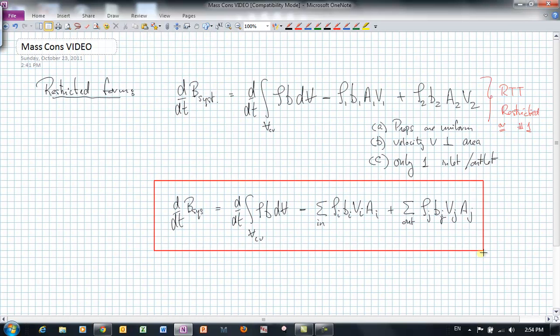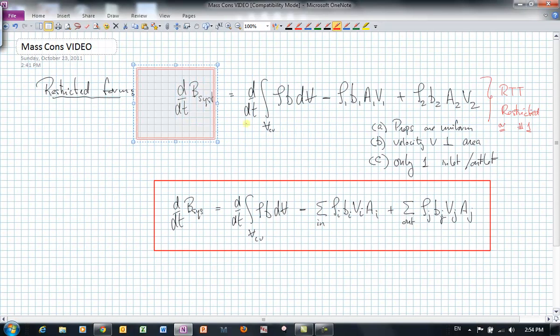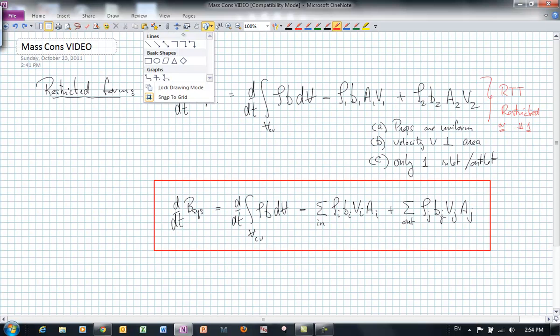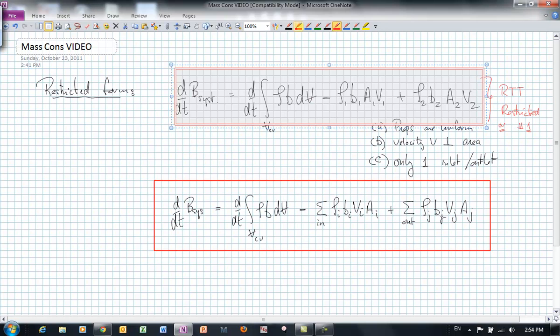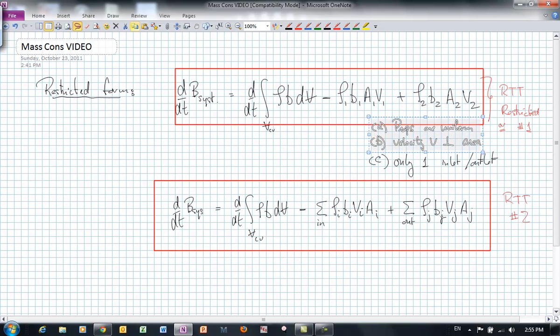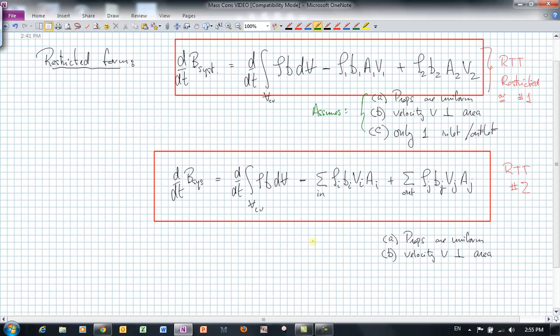I'm going to box them to make them look all pretty here. Let's do that quickly. Oops, what's going on here? I don't know what's going on. Let's try again. Okay. Alright, and this one here is RTT number 2, and it has the same 2 caveats as the previous one, so I'm just going to copy them here quickly so we know what we've got here. That's what we assume. And this is what this one assumes.